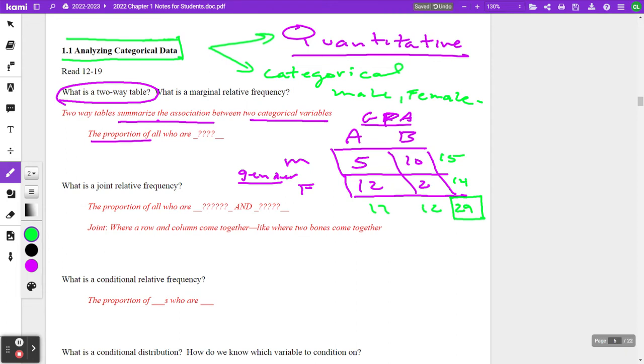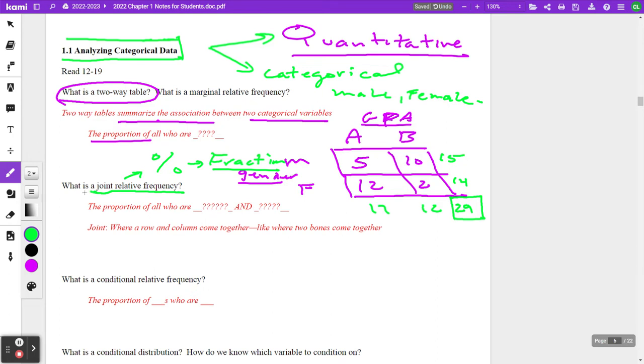Okay, so that is a two-way table. Notice two ways. There's this way and this way, so it's two ways. Now we have our rows and we have our columns. Now we start working with things and we start saying, okay, what is the joint relative frequency? First of all, relative means percent, which comes from a fraction, right? So we need to come up with a fraction.